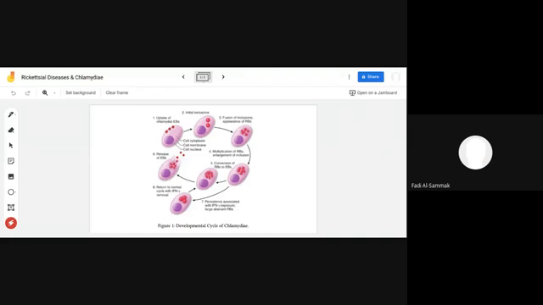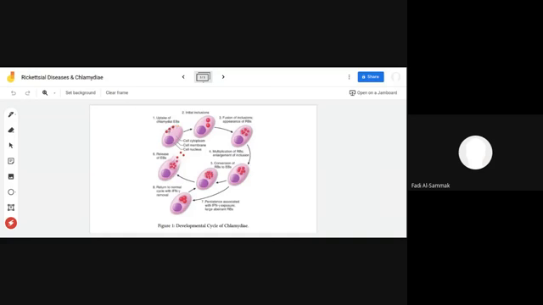The first one is called the elementary bodies, the EBs, okay? And the other one is called the reticulate bodies, the RBs. The EBs are all those red dots, as you can see here in this part. The cell, and this is the cell nucleus here. You have the cell cytoplasm there, and this is the cell membrane.